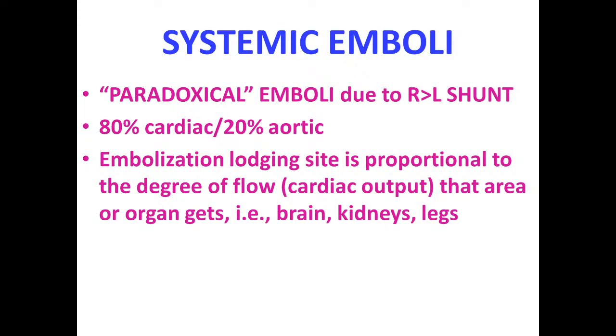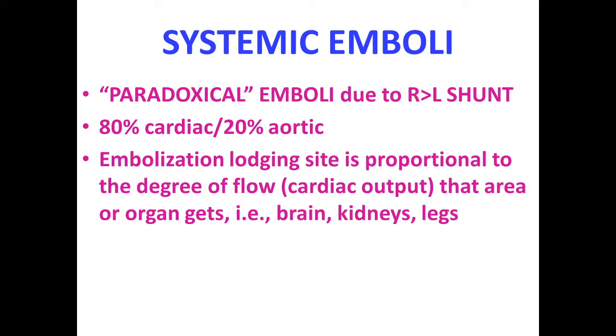Systemic emboli and paradoxical emboli due to right-to-left shunts. Paradoxical embolus is an uncommon cause of acute arterial occlusion when a thrombus crosses an intracardiac defect: patent foramen ovale, atrial septal defect, ventricular septal defect, or pulmonary arteriovenous malformation, into the systemic circulation.